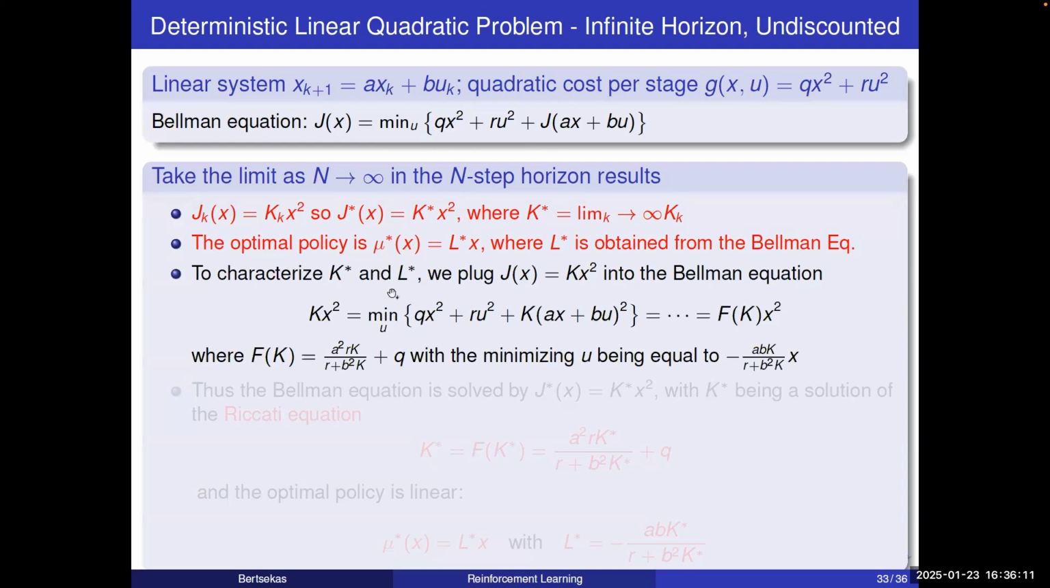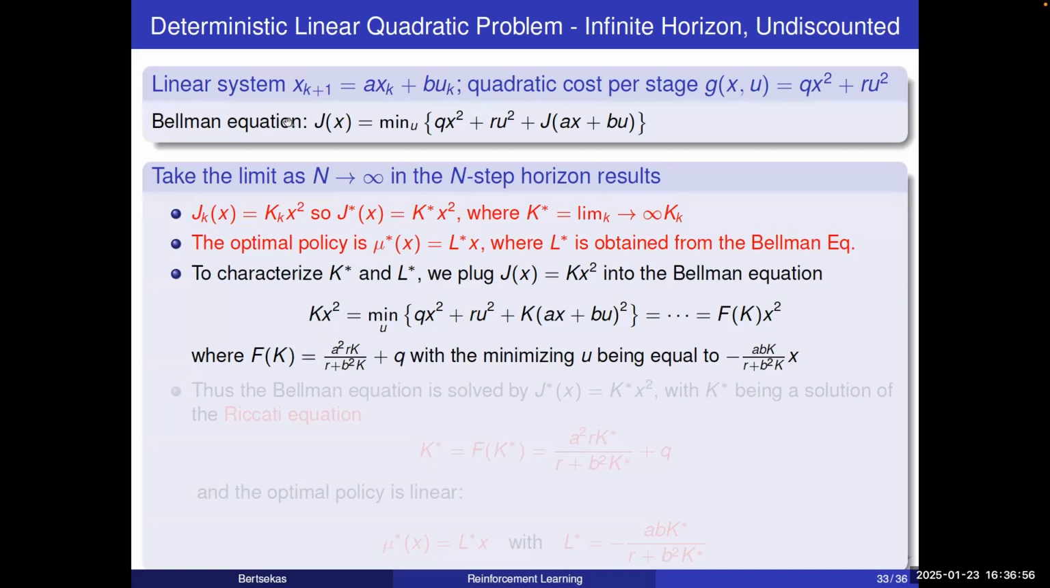So to characterize K star and L star, we plug J(x) equal to K x squared into Bellman's equation. And this formula looks like this. We expand the square term and set the derivative with respect to u to 0. With the exact calculation as in the finite horizon case, we're going to end up with this formula, f of K times x squared, where f of K equals this, again identical to the finite horizon case, where the minimizing u equals this. Now, here's something remarkable about the linear quadratic problem.